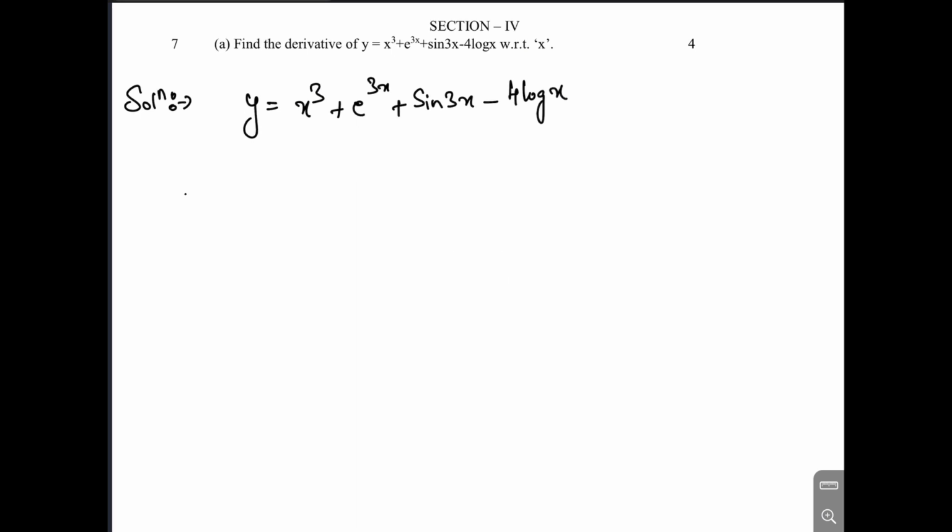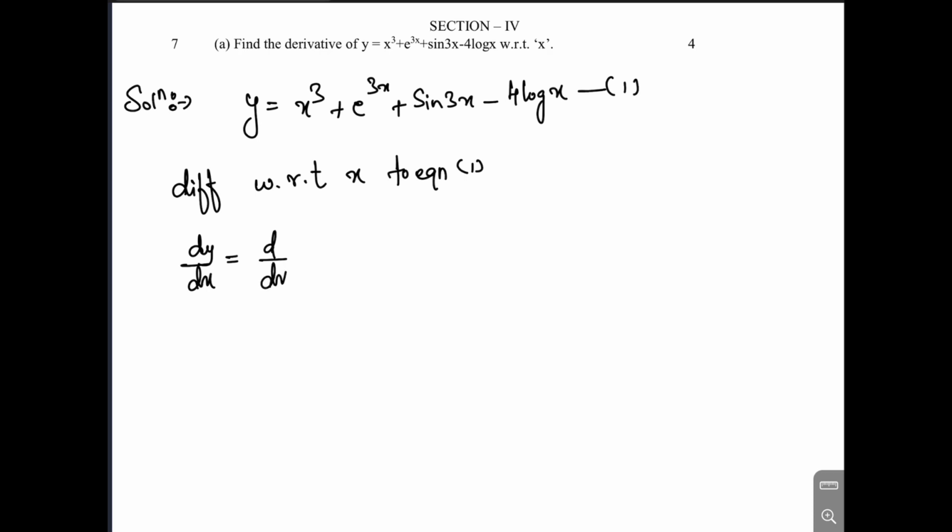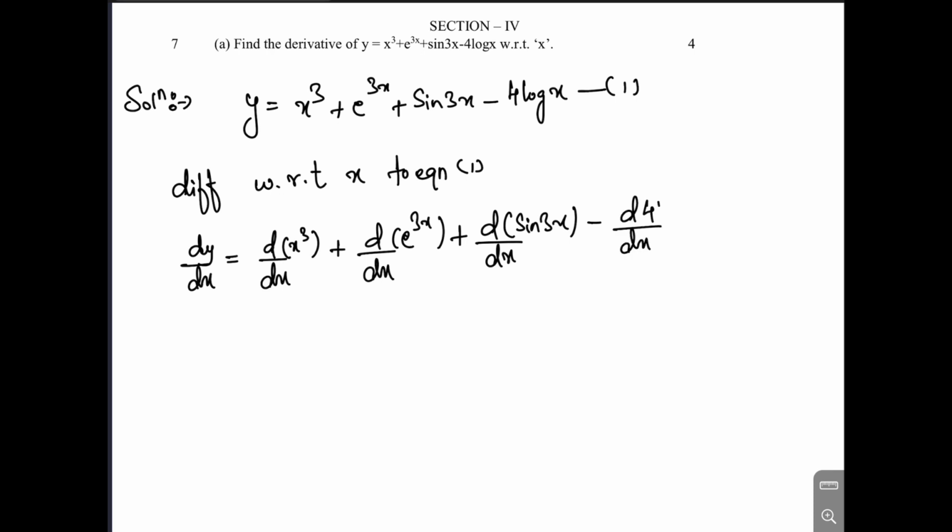Let's try to differentiate with respect to x. Differentiating with respect to x, let me consider the equation. So dy by dx equals d by dx of x cube plus d by dx e raised to 3x plus d by dx sine 3x minus d by dx 4 log x.